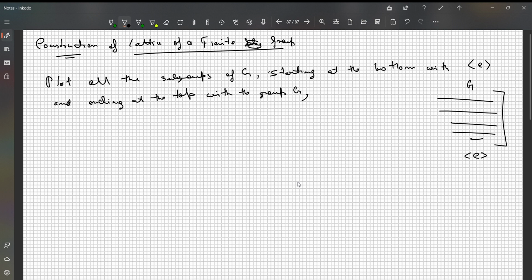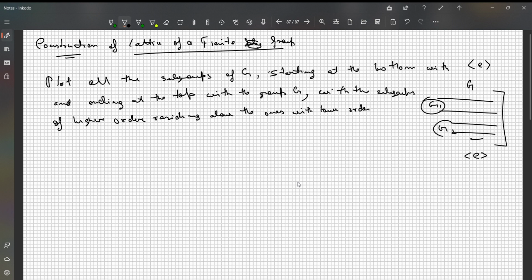So plot all the subgroups of G starting at the bottom with the subgroup generated by the identity element, ending at the top with the group G, with the subgroups of higher order residing above the ones with lower order. That is, if a subgroup G1 is here and if a subgroup G2 is here, then G1 has more number of elements than G2, right?